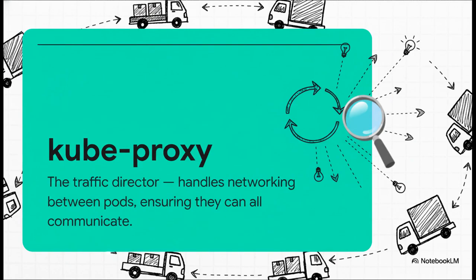But what happens when packages on totally different trucks need to communicate? Well, that's where kube-proxy comes in. It's like a dedicated traffic director that lives on every single node.